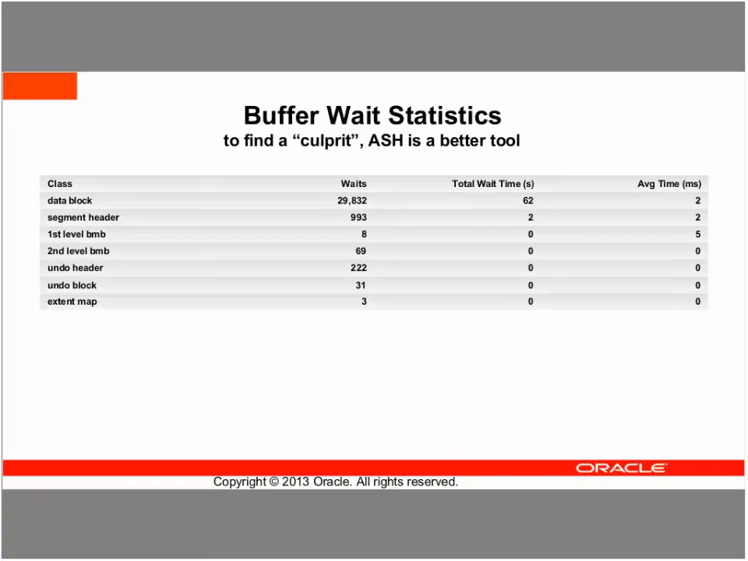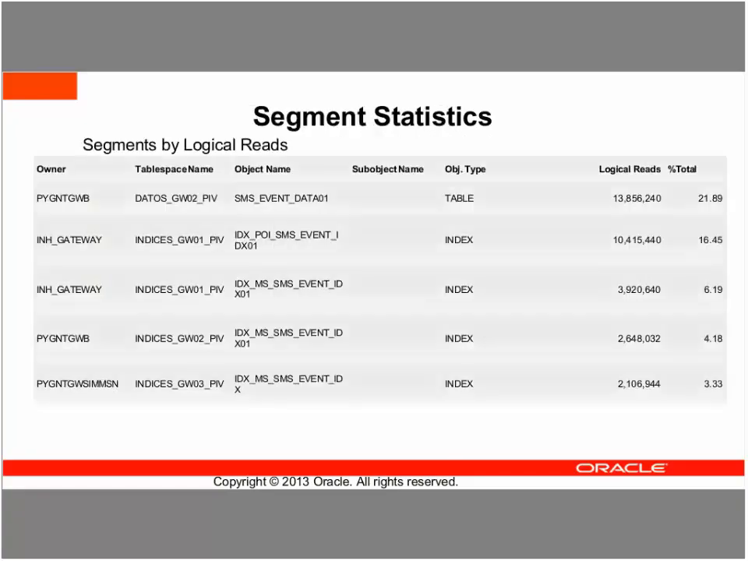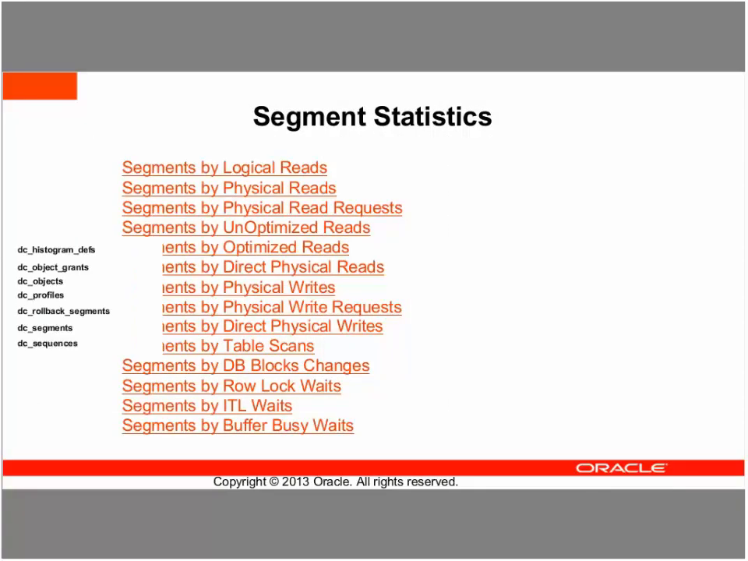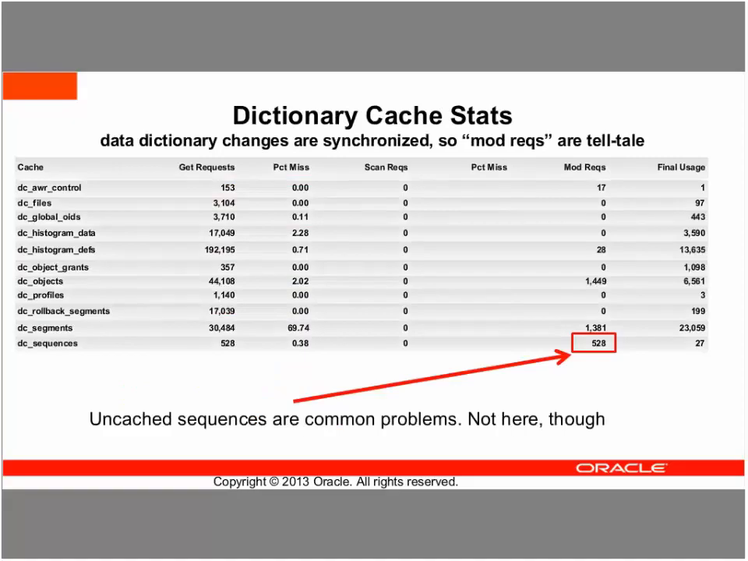So buffer wait statistics, we're going to dispense with that now. Same with segment stats. Dictionary stats, very often when you see those dictionary events, sometimes they're involved in sequences, because we're not caching sequences enough. And when you're looking at dictionary stats and you have a problem with a wait event, go to this section here and look at the modification requests, because all modifications to a dictionary object, this is the data dictionary, have to be synchronized real time, or at least in event order. They have to be synchronized to disk, therefore they can incur more wait time because of I/O writing it back to disk.